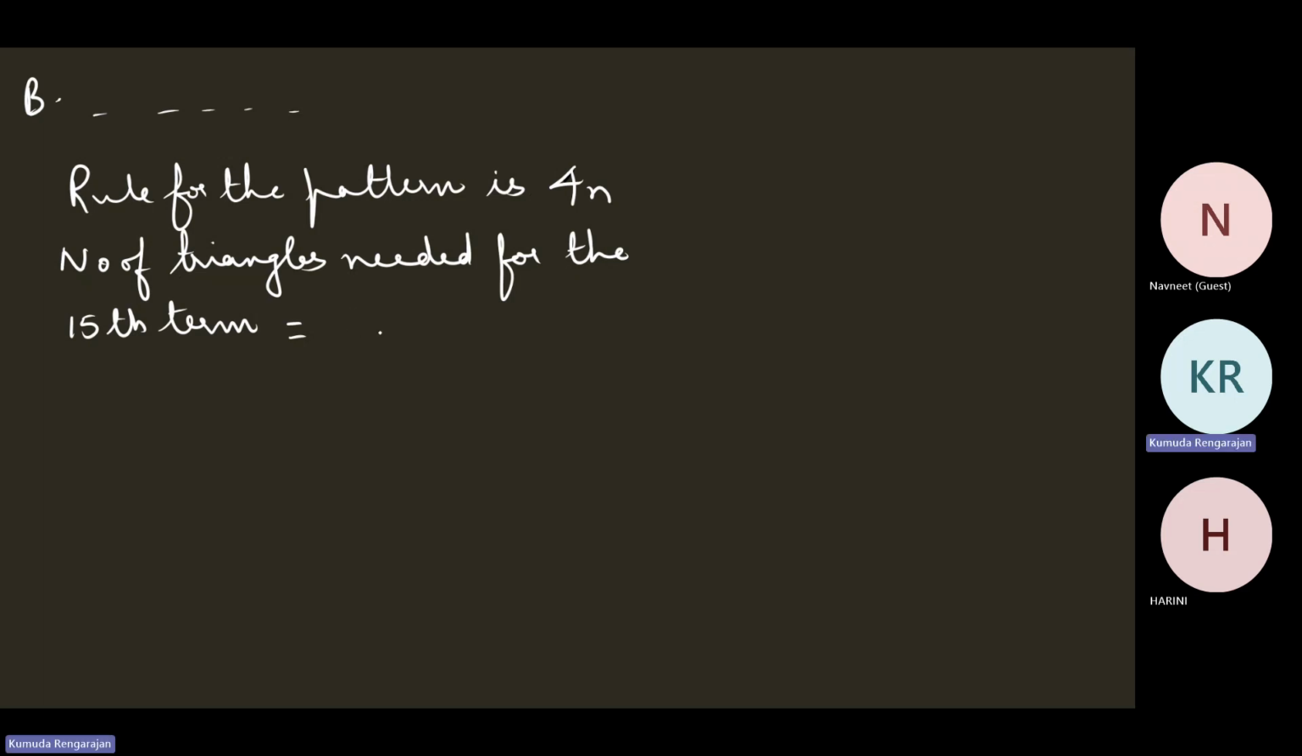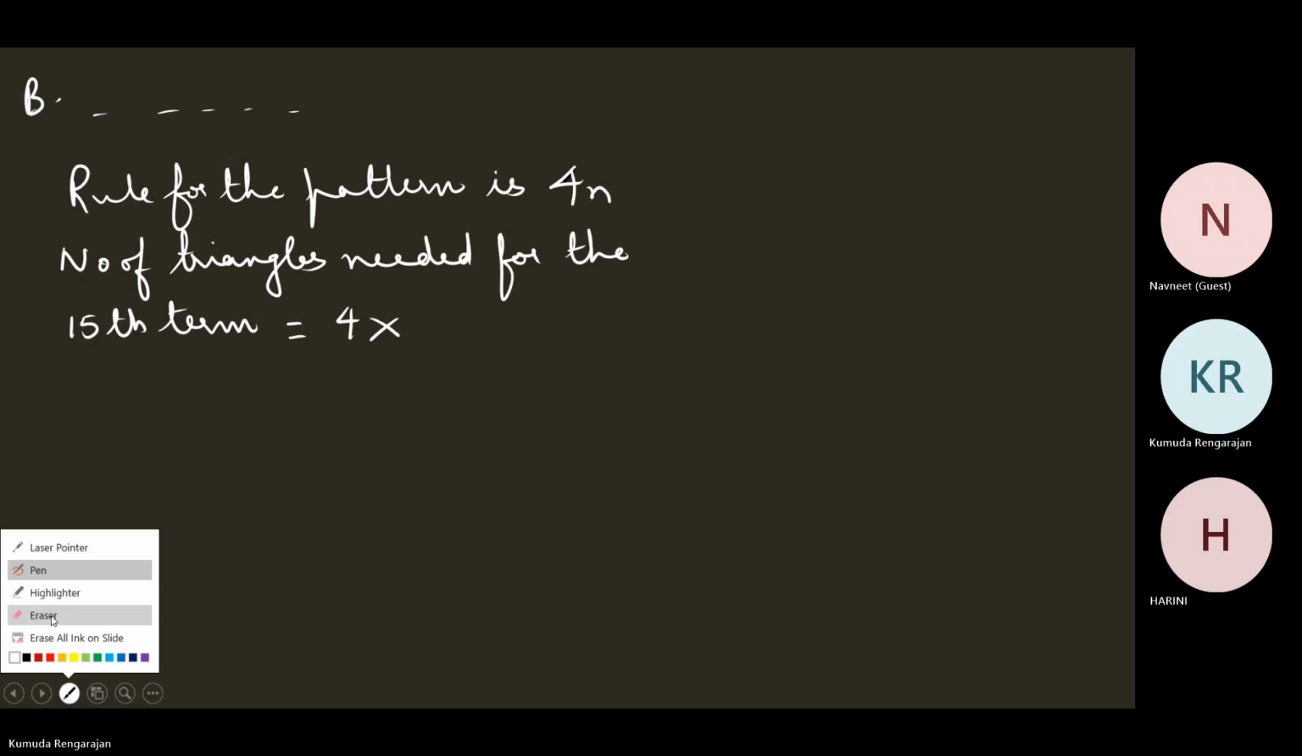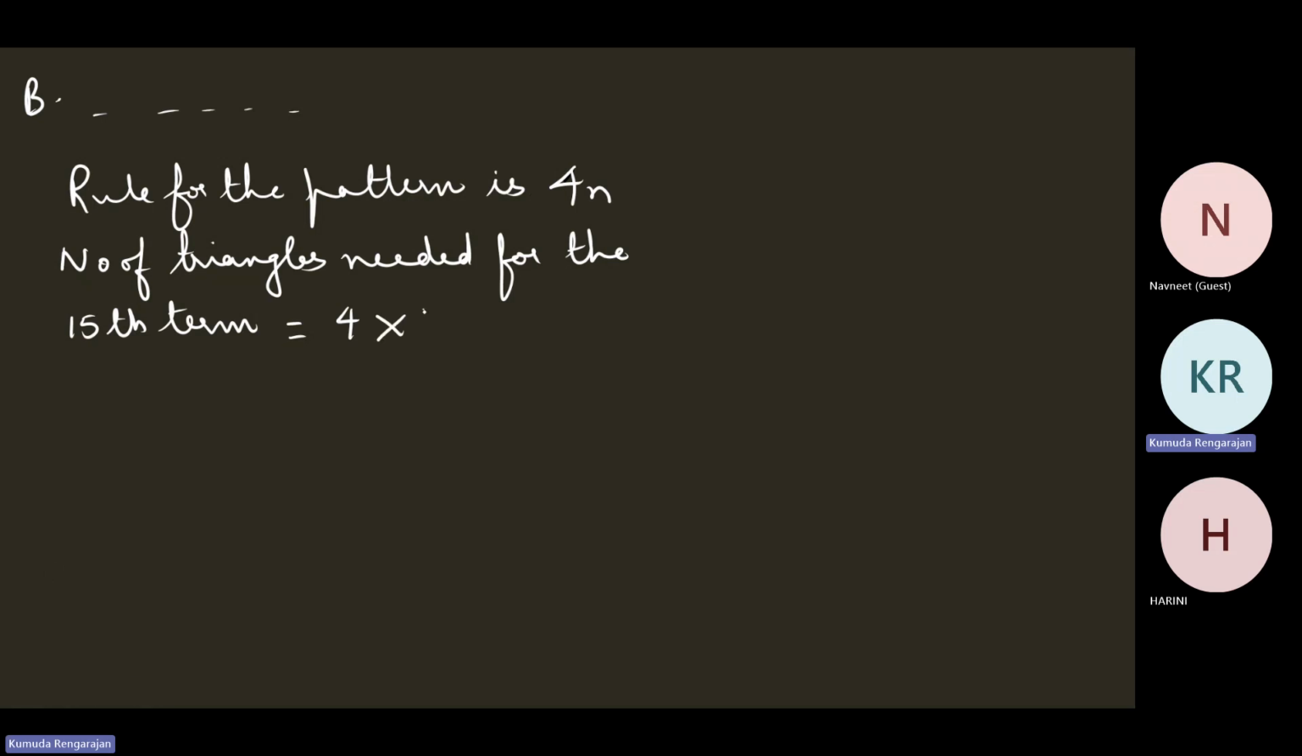You should not say 15 into 4. The rule is 4N, no? 4 into 15 you must say. Both are correct, it is equal to 4 into 15, which is 60. Very good, Harini. Understood both of you? Yes, ma'am. Very good.